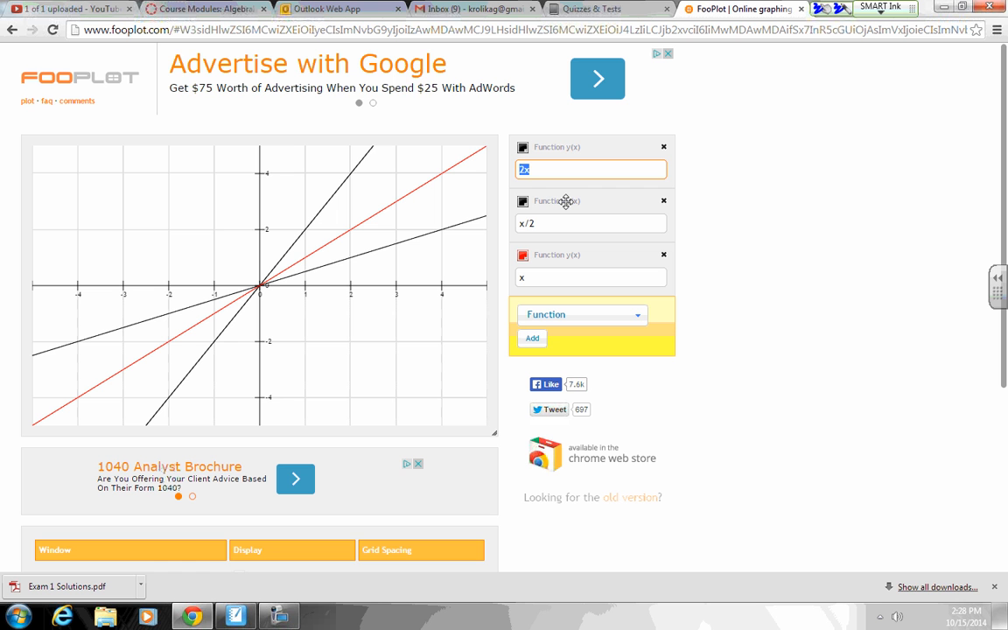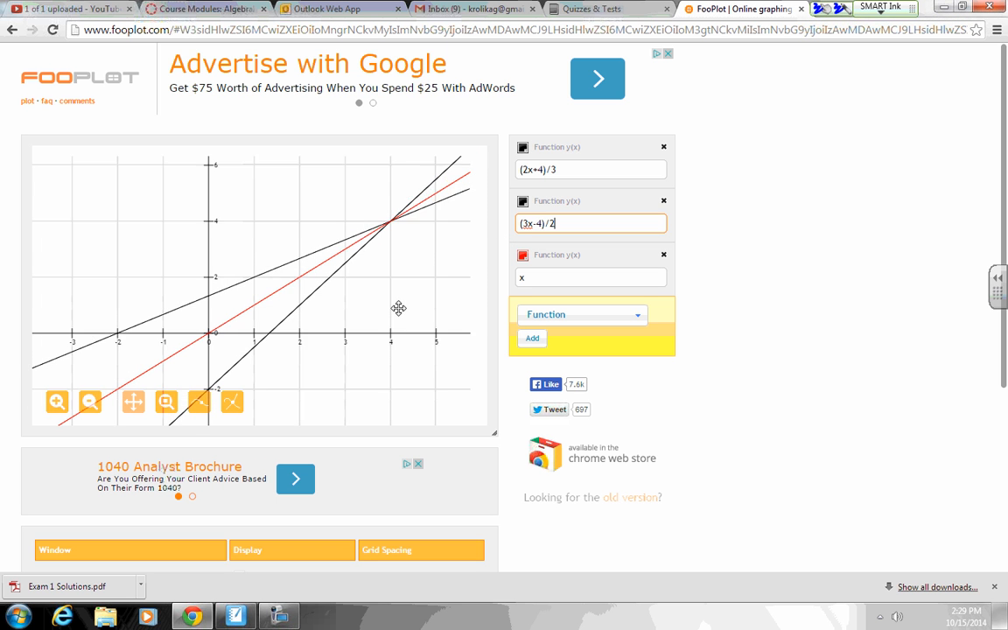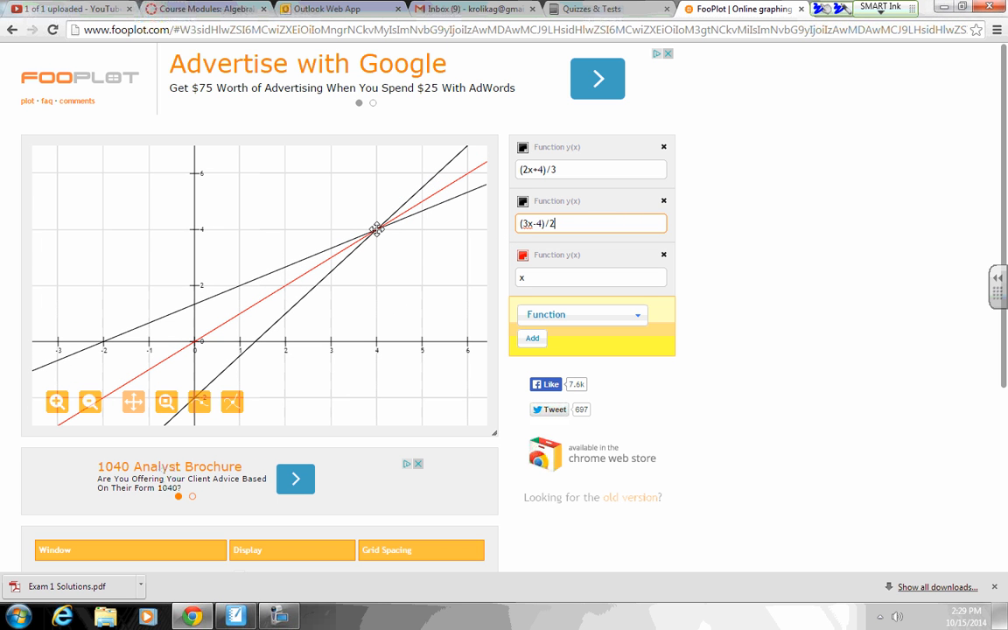If I do it with the other pair of functions, what were they? 2x plus 4 over 3. And what was the other one? 3x minus 4 over 2. Kind of the same thing, right? And they intersect on that point. The intersection happens on that red line. And what is that red line? That line is y equals x, right? Just y equals x.